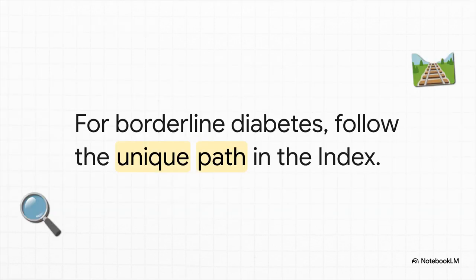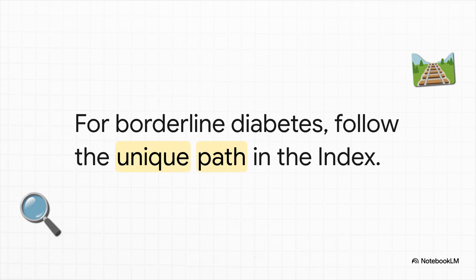Let's say the documentation says borderline diabetes. This is a perfect illustration of exactly how step 2 works. You open up the index, you go straight to diabetes, and right there underneath it, you're going to see a specific subterm for borderline. The index will light up a unique alphanumeric path for you to follow, which usually directs you to a code for elevated blood glucose or a specific abnormal finding, rather than full-blown diabetes mellitus.